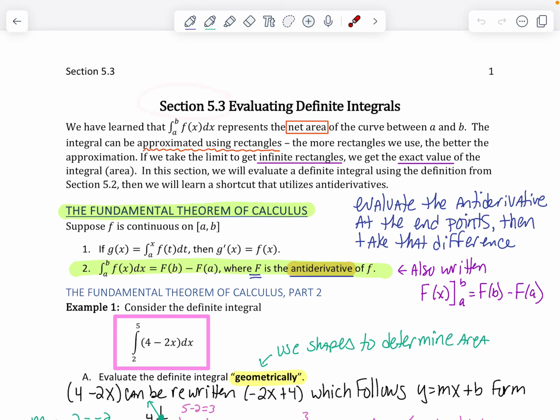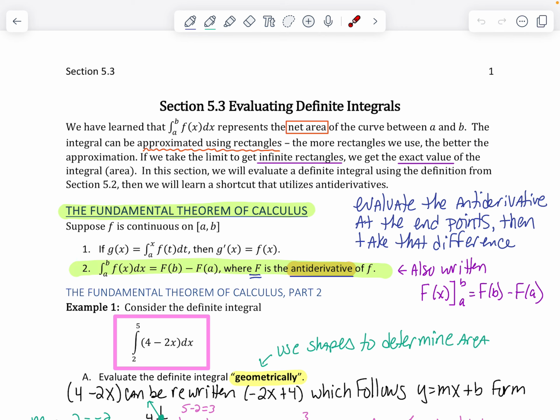Section 5.3, Evaluating Definite Integrals, page 1. So we've learned that the integral of f of x dx from a to b is represented as the net area of the curve between a and b, and also that the integral that we just discussed can be approximated using rectangles. And obviously the more rectangles we use, the better the approximation.